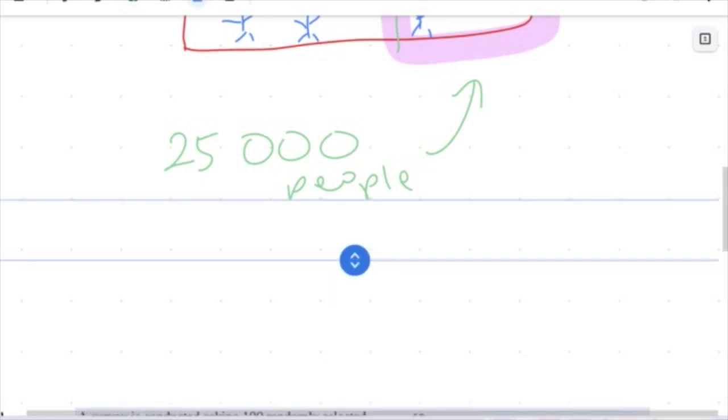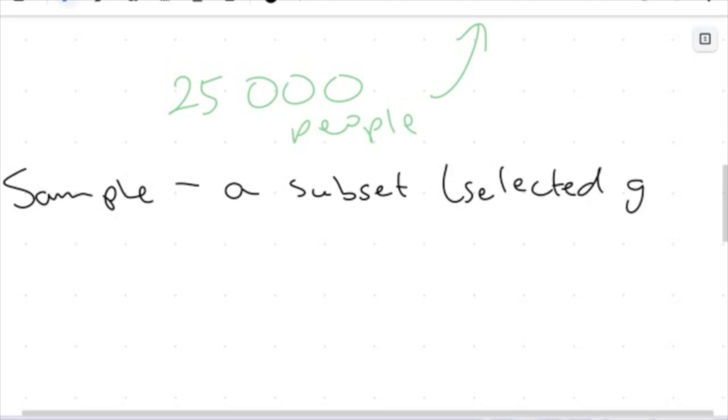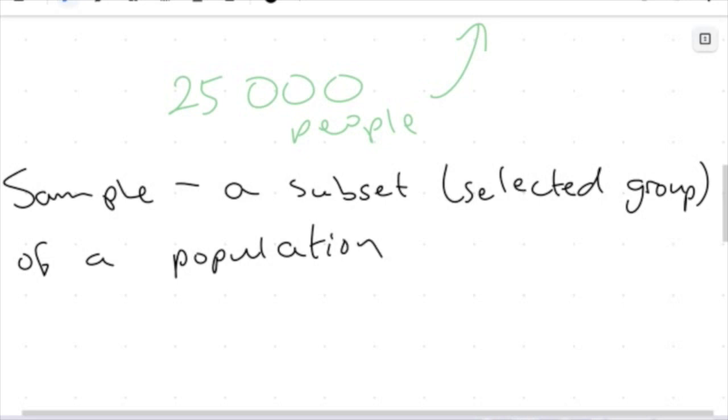So let's shift down here. A sample is a subset or a selected group of a population. So, for example, if you wanted to get information about year 9s across Australia, you might not want to go through every single year 9 student, so you may pick the year 9 students in a particular state, for example, in Australia. And then what you get from there, you use that to make a prediction about a larger group. This is the essence of statistics.